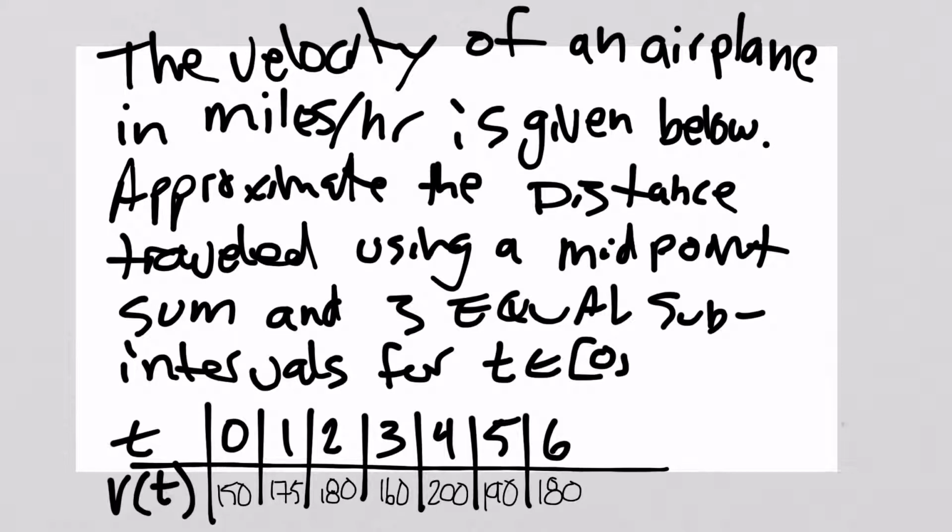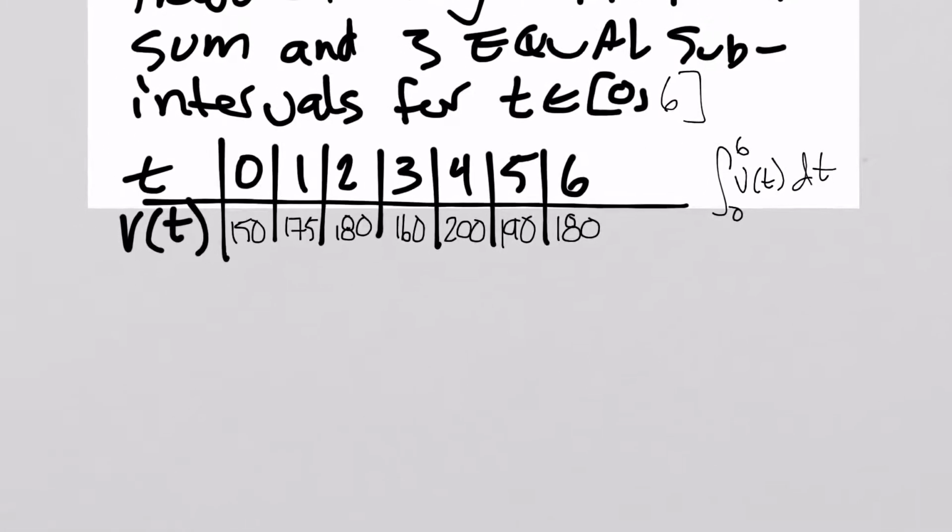All right, so let's say we have this problem here. The velocity of an airplane in miles per hour is given below. Approximate the distance traveled using a midpoint sum with 3 equal subintervals for t in 0 to 6. So what does this mean? We're taking a velocity function and using it to approximate how far it's traveled by calculating the definite integral. So we want the integral of v of t from 0 to 6, approximated using 3 equal subintervals and a midpoint sum.